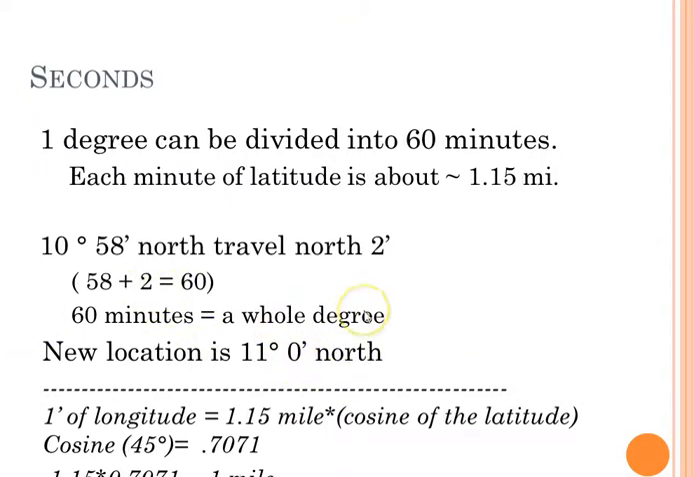Right. So just think about this. You might want to sketch this down. Let's say you're at location 11 degrees, 45 minutes, and you travel 20 more minutes in the same direction. What is your new location?